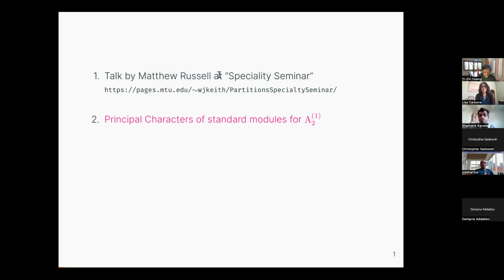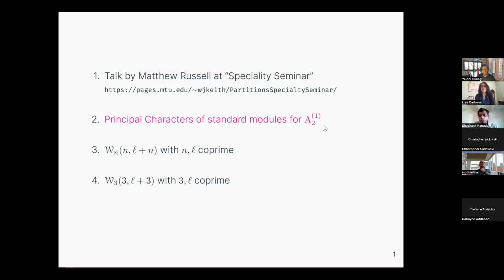So the talk today is about principal characters, I'll explain what that means, of standard modules for A2^(1). And I have a non-trivial number of friends who, if I tell them that I'm working on integrable modules for affine Lie algebras, will immediately get put off. So I'll say that this is also related to W algebras and principal W algebras of type A.